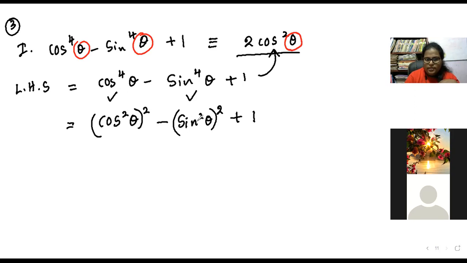We have to convert this sine into cos. How to convert this one to cos? Here cos square theta squared, this term is not changing. Instead of this sine square theta, I'm using 1 minus cos square theta, squared.